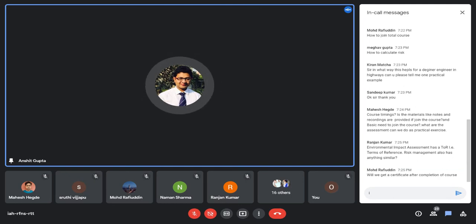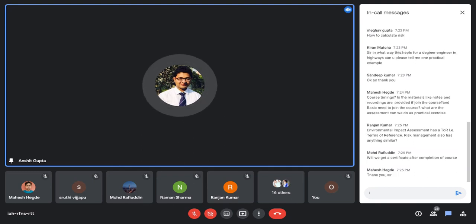Environment impact assessment has a TOR, that is terms of reference. Does risk management also have anything similar? Sir, there are various terms of reference in risk management also. All the terminologies which I covered in the course contents, and the graph and calculation parts, are a part of the terms of reference. For example, any score that we give to a risk from 0 to 5. The terms of reference vary for every project and every company.